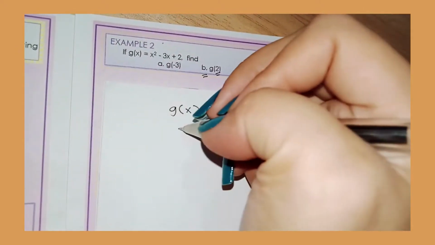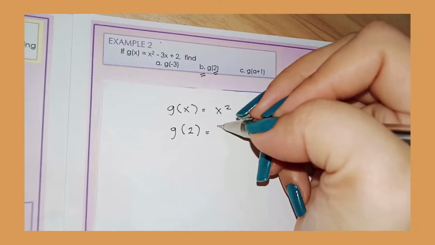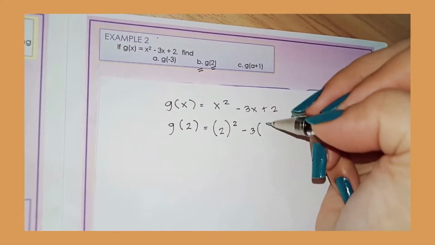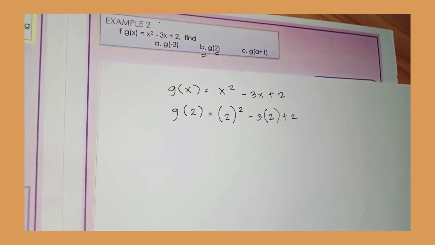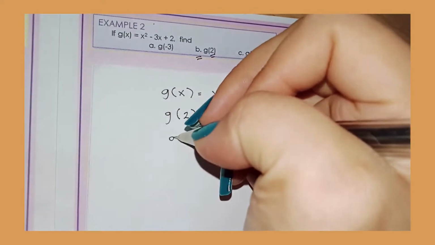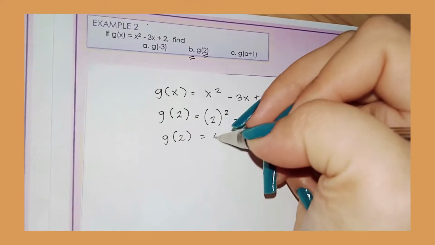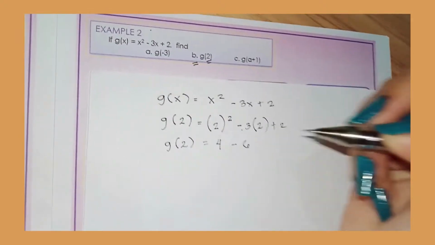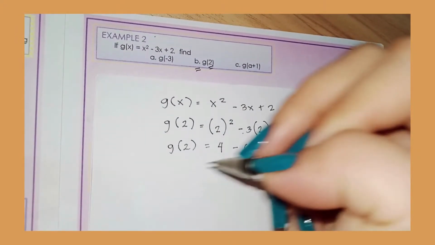So, we have G, yung x papalitan ko ng 2 is equal to x ulit, palitan ng 2 squared minus 3. Yung x, papalitan ko siya ng 2, and then plus 2. After changing x with 2, we need to simplify the given equation. So, isosolve natin siya. G of 2 is equal to 2 raised to 2 is 4. Negative 3 times 2 is negative 6. Then, copy plus 2.